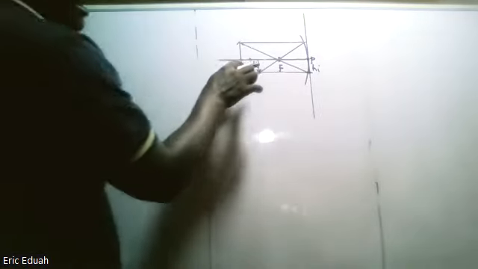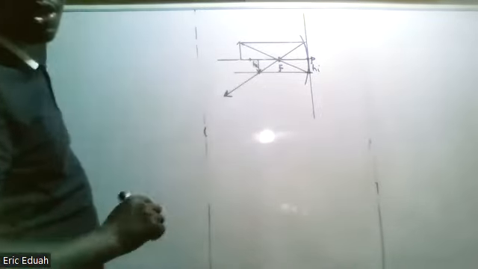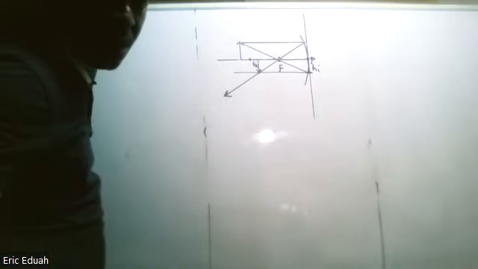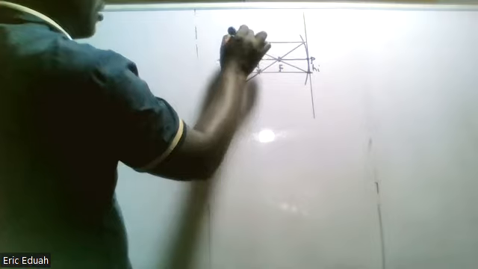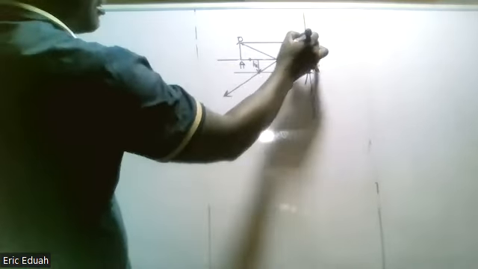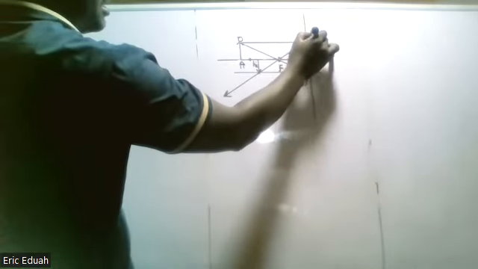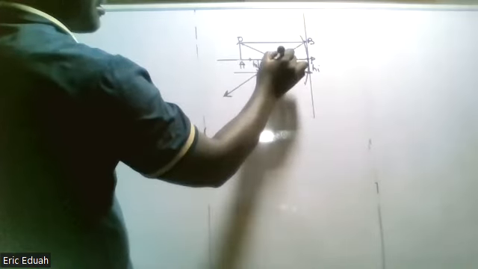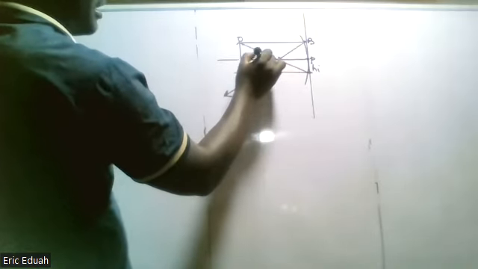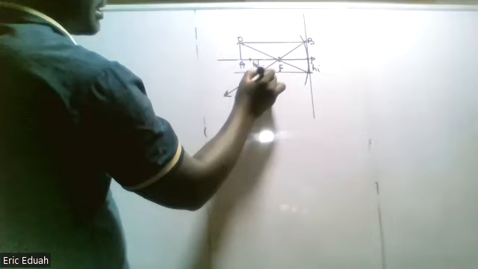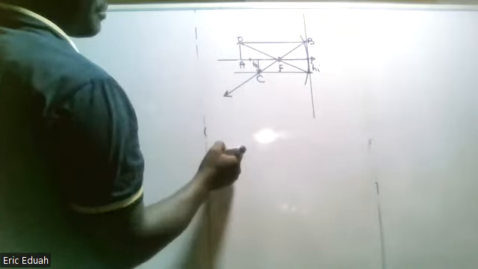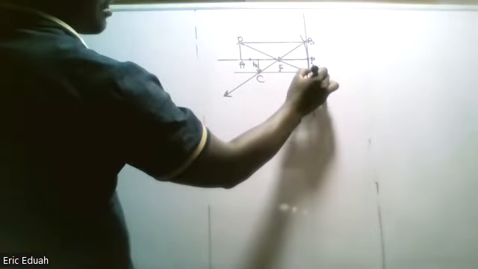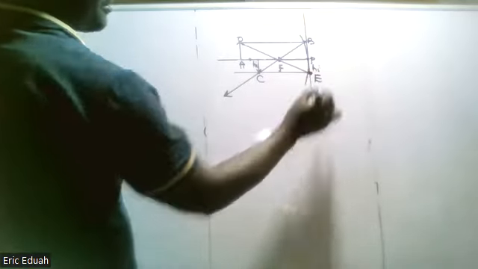Now let's label the parts of the diagram. A, O, this is B, okay. This is already F. So C, then E.